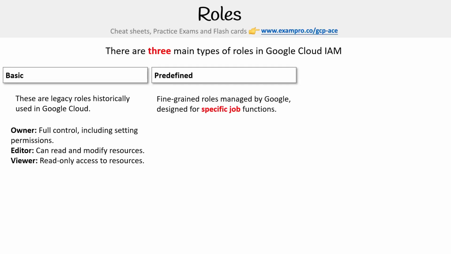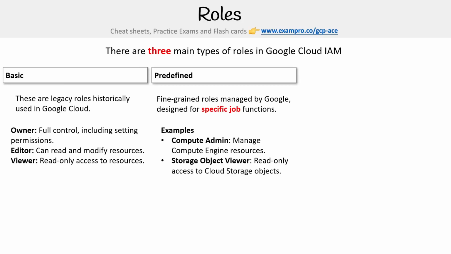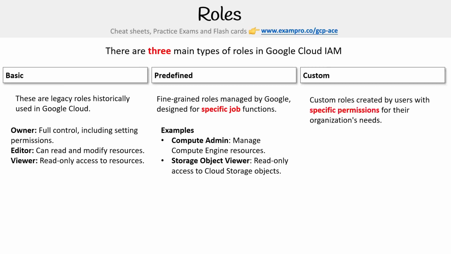And then we have predefined, so fine-grained roles managed by Google designed for specific job functions. So Compute Admin would allow you to manage Compute Engine resources, just like the last one we saw. The example that might have been something like Google Cloud bucket developer. I don't know, but that's an example. So here's another one: storage object viewer. So read access to Cloud Storage.